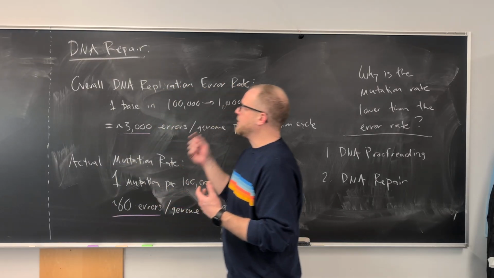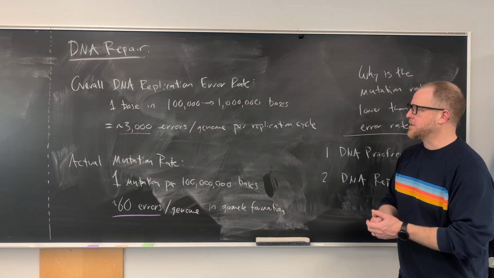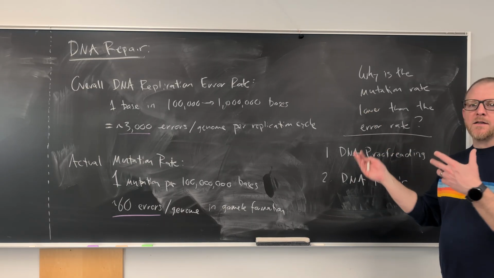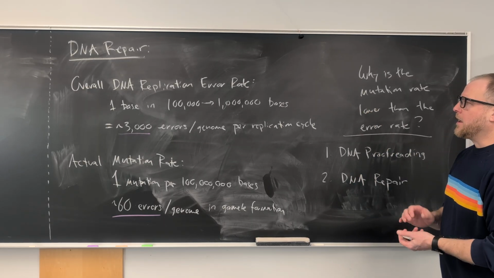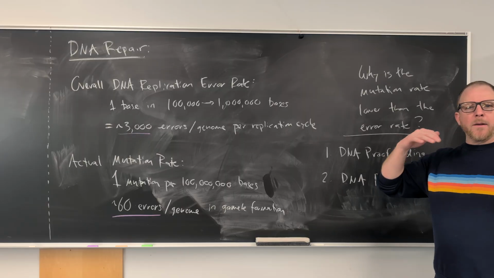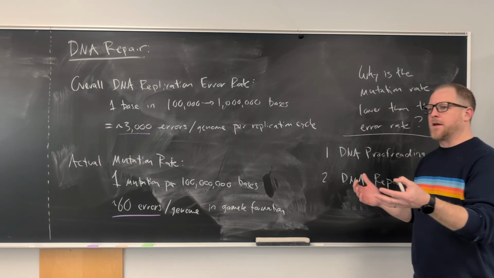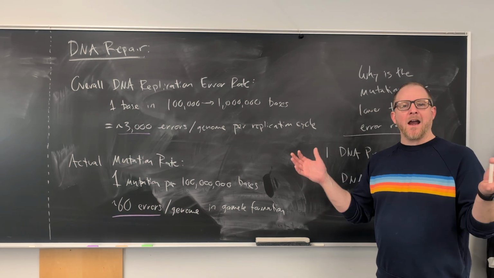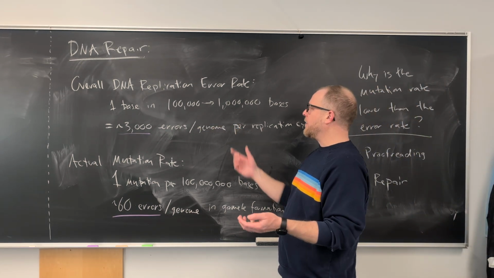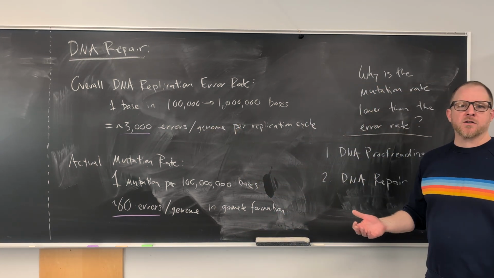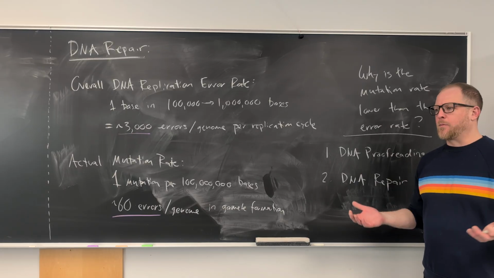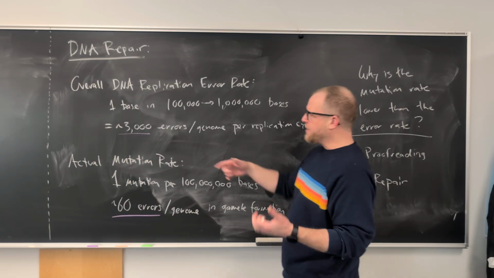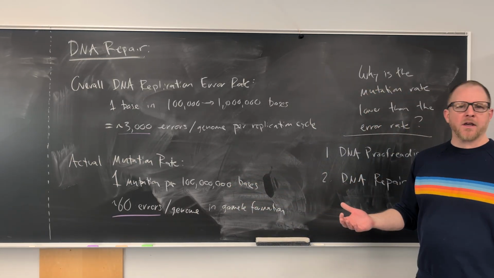The big topic of this video is DNA repair, and as an intro, we'll cover some basic facts about error rates and mutations in genomes. Studies of the overall replication error rate of DNA polymerase indicate that DNA polymerase makes an error about one base every 100,000 to a million bases during replication. As I mentioned on Monday, DNA polymerase isn't perfect, it makes mistakes. This comes out to about 3,000 errors per genome per replication cycle, right?